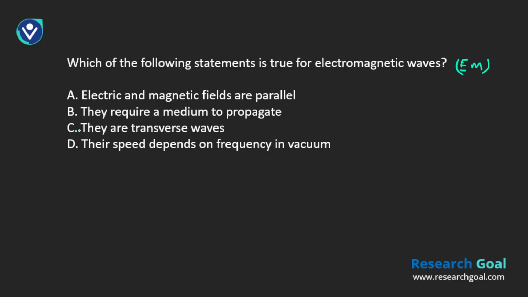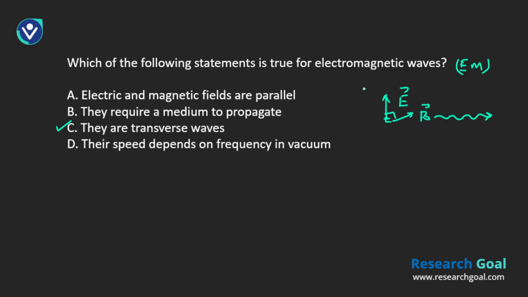Okay, I'm going to give you the answer. The answer for this one is they are transverse waves. Why? Because in this case, you have an electric field and a magnetic field. Both of these fields oscillate, and they are perpendicular to each other. That is why we call them transverse waves, and they're also perpendicular to the direction of propagation. So they are transverse waves.